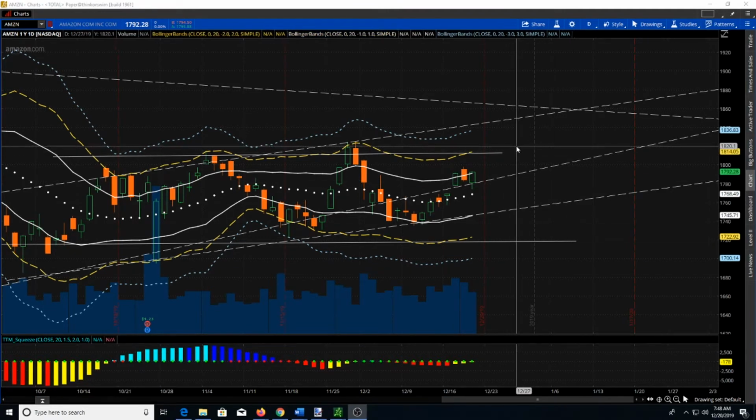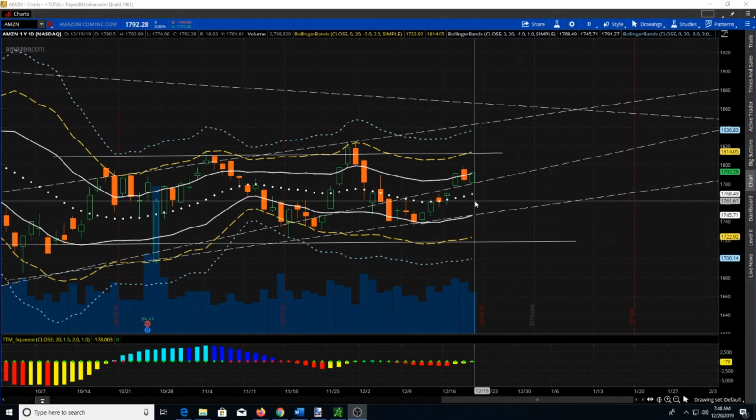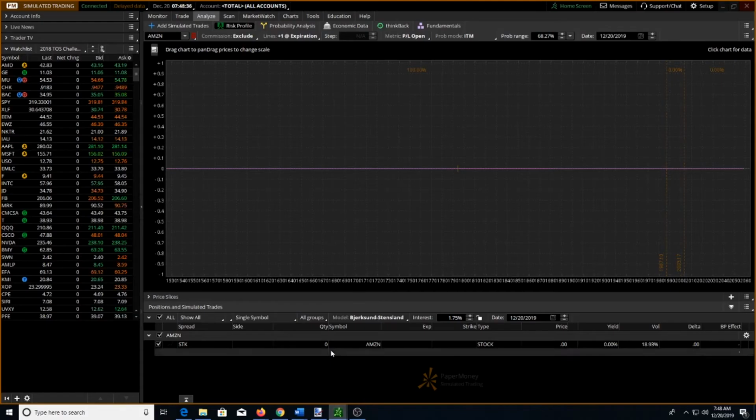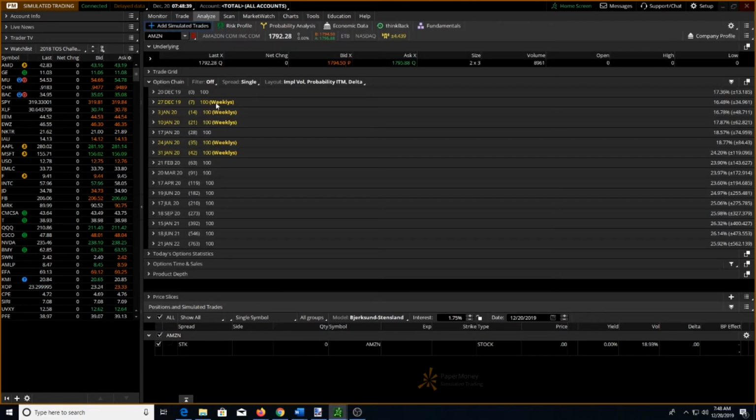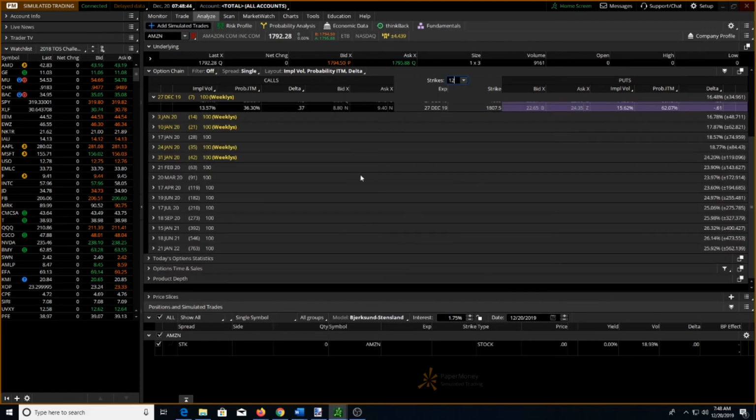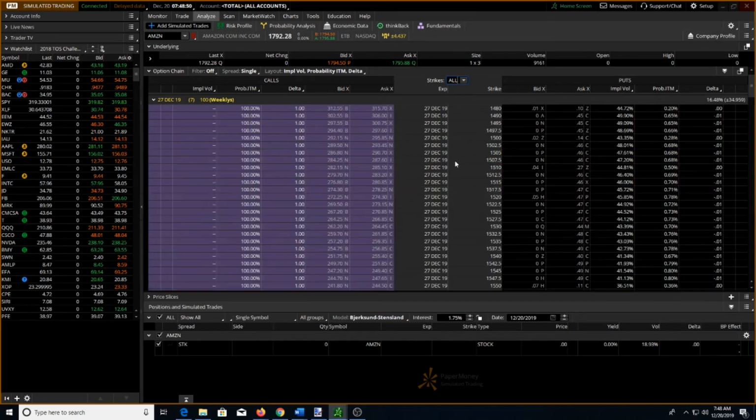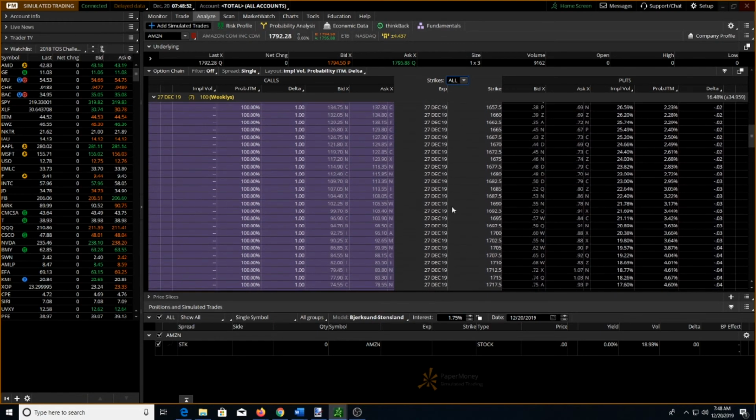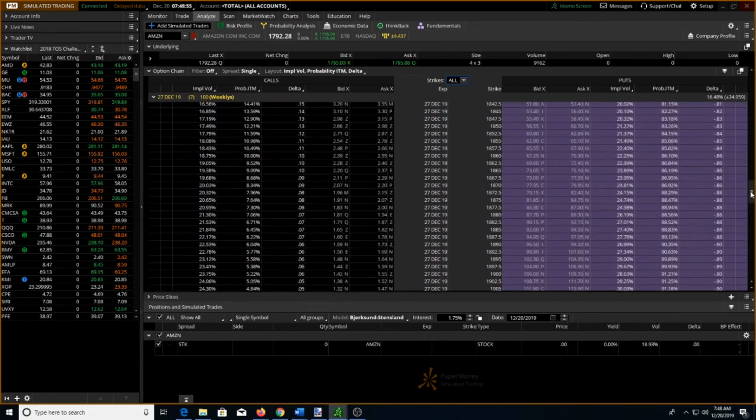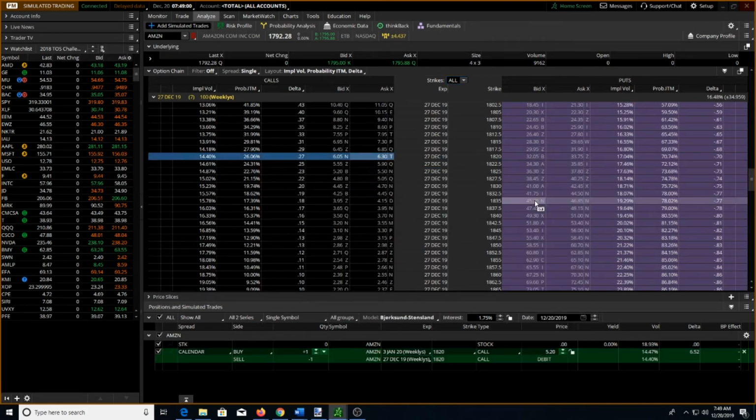And again, I'm going to target probably this 1820 level. And if I have a stop loss, I'd probably put it around 1760 or so, somewhere in this level, below this mean line. But let's take a look at it. Amazon has a lot of calls out there. So we're going to target the 1820 level. We want to buy a calendar right here.